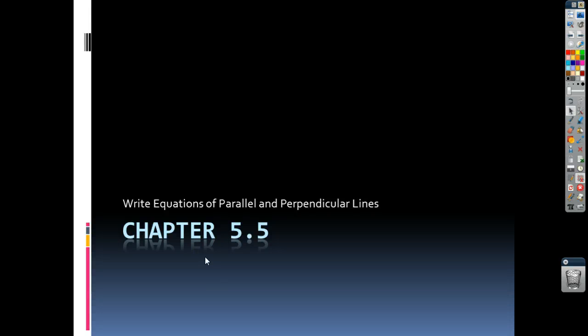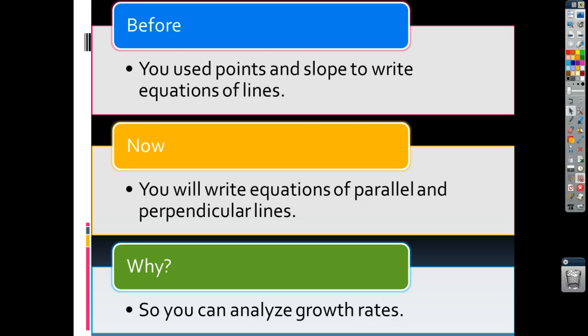Let's talk about parallel and perpendicular lines and how to write graphs with them. Before, we used points and slopes to write equations of lines. Now we're going to use those ideas to write equations of parallel and perpendicular lines.